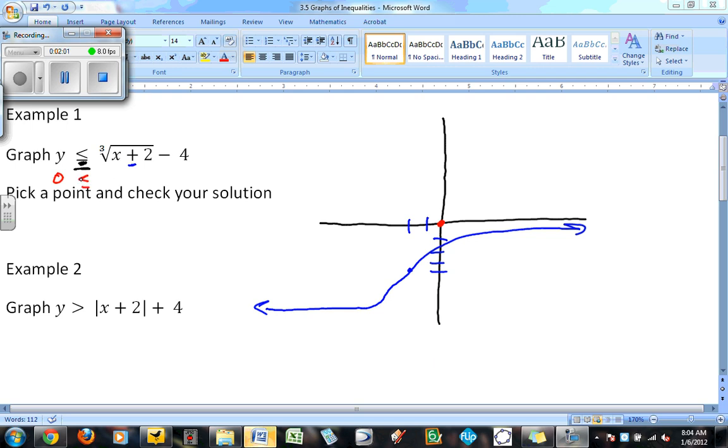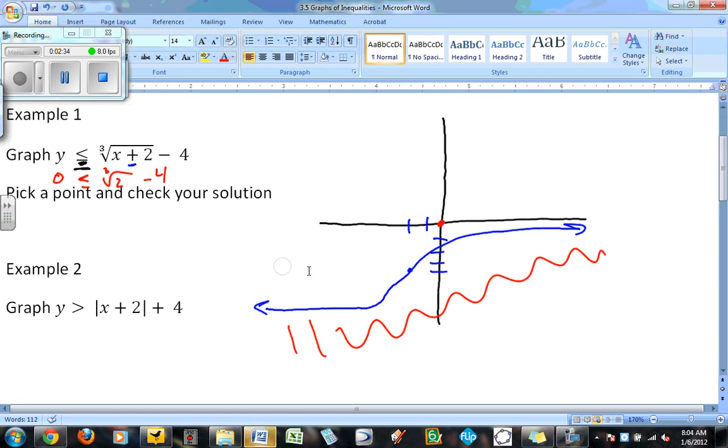Is 0 less than or equal to the cube root of 2 minus 4? The cube root of 2 is a really small number, and then we're going to subtract 4. So we're going to have a negative number. The cube root of 2 is not going to be bigger than 4. So is 0 less than or equal to a negative number? Well, no. Since that's false, we have to shade on the opposite side of it.